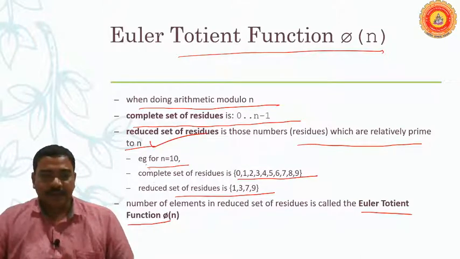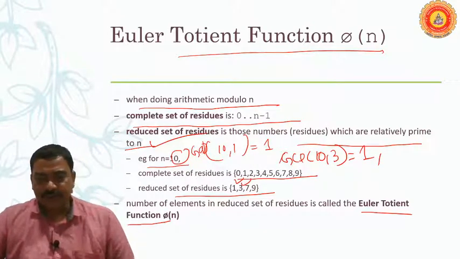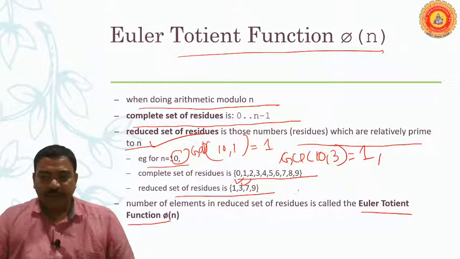So n is 10, and among 0 to 9, 1 is relatively prime to 10, which means GCD of 10 and 1 is equal to 1. Then GCD of 10 and 3 is equal to 1. So we will select only those numbers whose GCD with 10 is 1. So that is Euler's quotient function. This is very useful.